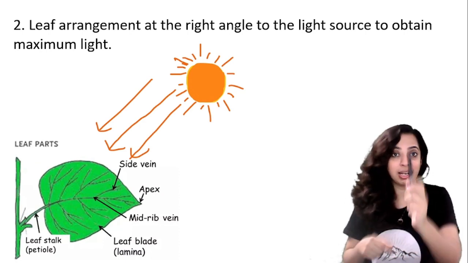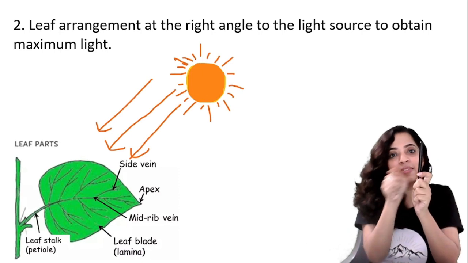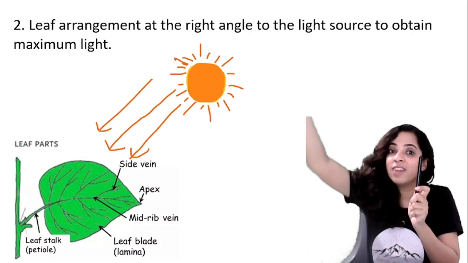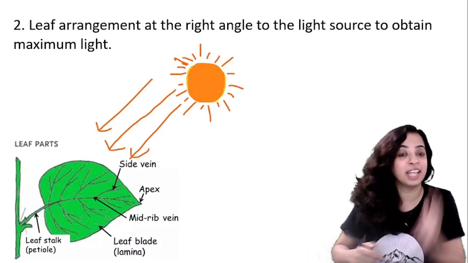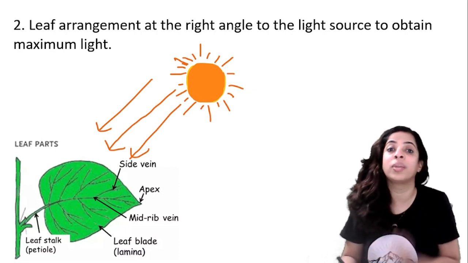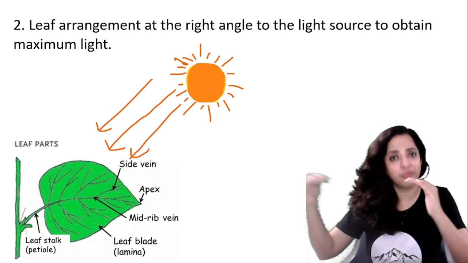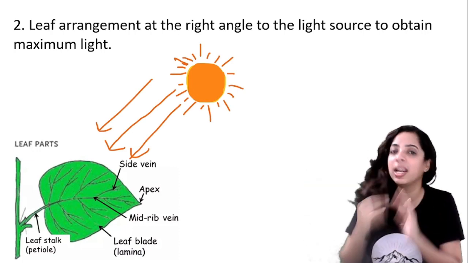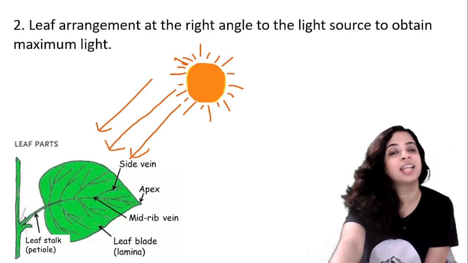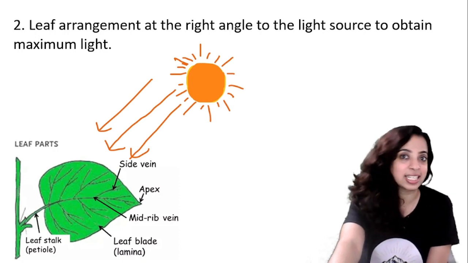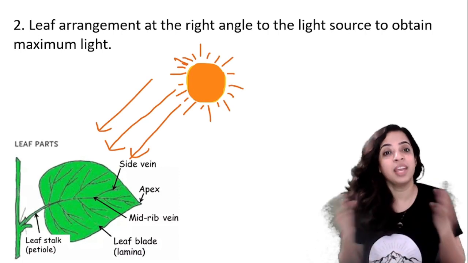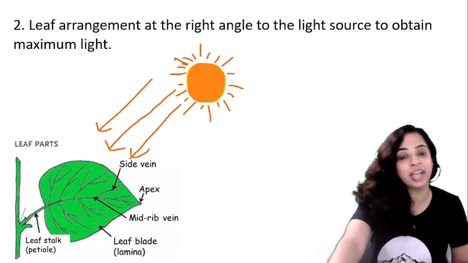Whenever you see a plant like this, you can see this is the stem and the leaves are like this, outside. The arrangement is such that when light falls on it, it falls at 90 degrees. Can you see the diagram and understand? So leaf arrangement is at right angles to the light source to obtain maximum light. If the light falls obliquely, the maximum light will not fall. Whenever it falls at right angles, then maximum light falls on the leaves and it helps in photosynthesis. We all know that sunlight is helpful in photosynthesis. So the second adaptation in the leaf is the way it is arranged, at right angles to the light source.